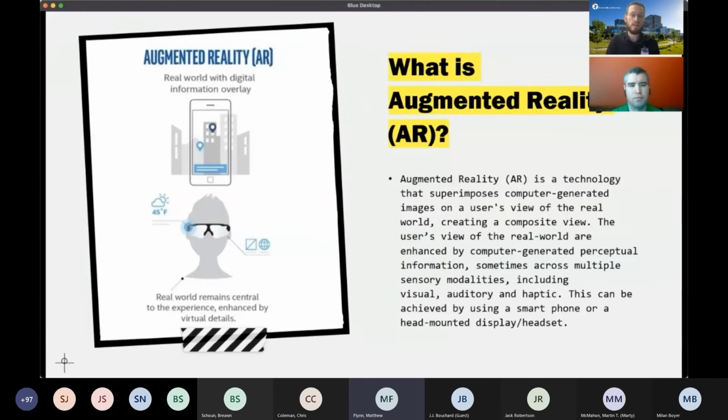And this can be achieved by either using a smartphone or a head-mounted display. Some of you might be familiar with games like Pokemon Go or even Snapchat filters, all of which are considered augmented reality. And AR continues to evolve and develop and is becoming more and more prevalent within our daily lives. And as the technology develops, we'll start seeing AR being used more and more in healthcare and in our lives at large with the advent of hardware such as smart glasses and other wearables.